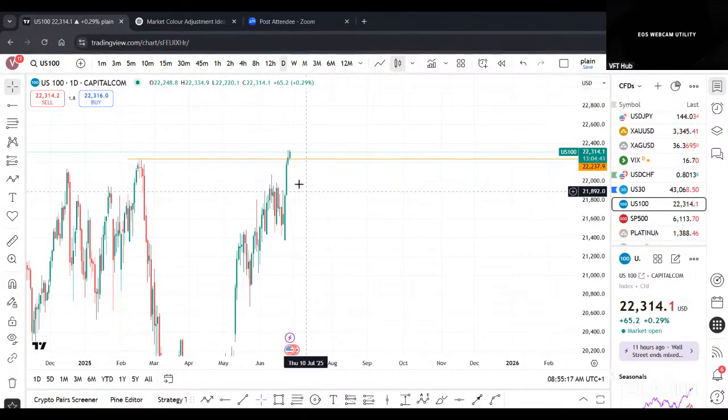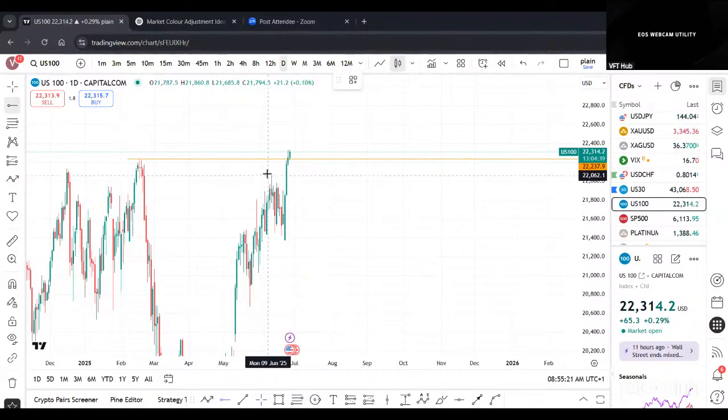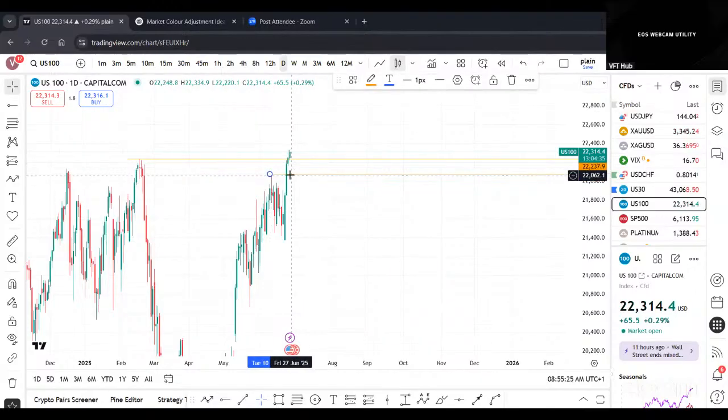One thing we can see is a retest into this zone, probably price retesting into this high that was broken, just a weak retracement and then continuing to the upside. That's on the daily time frame.